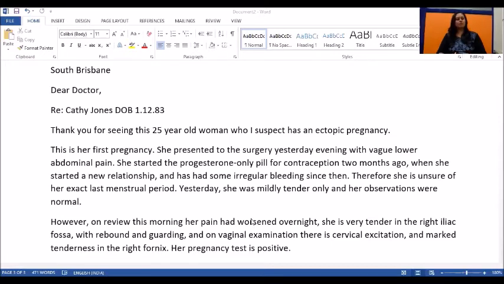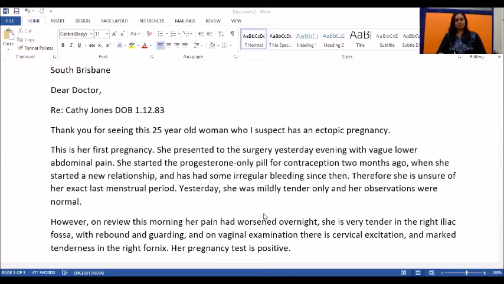Okay, in the first paragraph, you give just an introduction telling what you suspect from this case, or what is the outcome of your diagnosis. That's, you say, thank you for seeing this 25-year-old woman who I suspect has an ectopic pregnancy. Okay, in the next two paragraphs, you're talking about the findings that you found on the 15th and on the 16th.